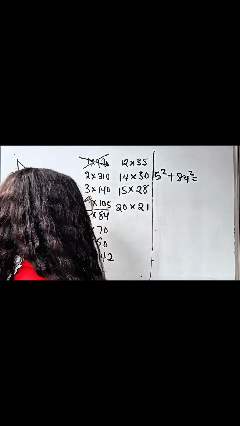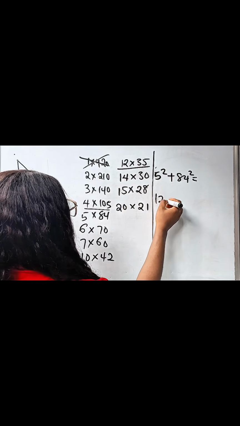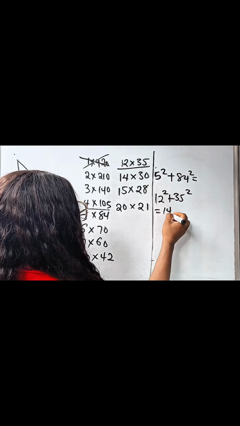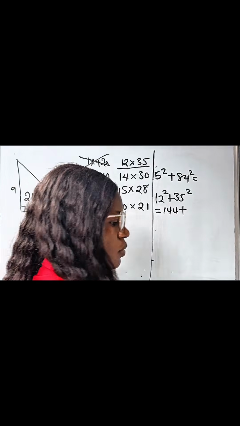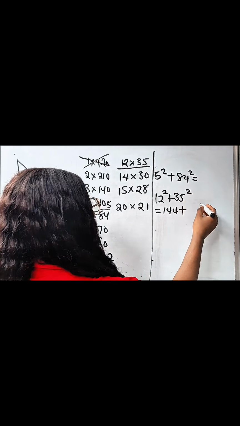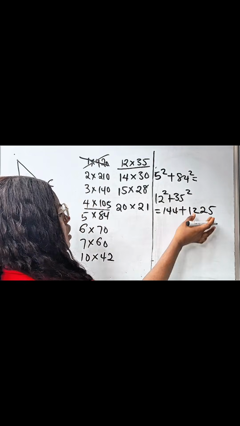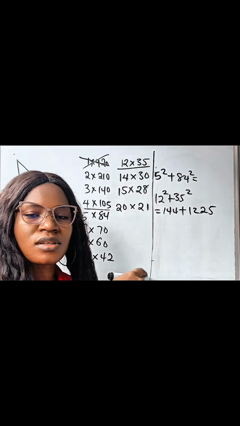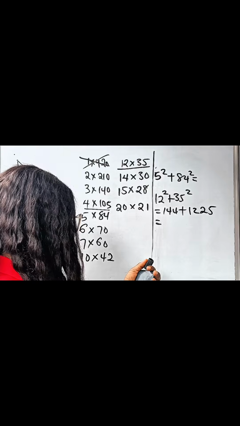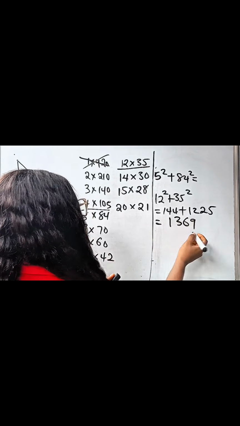If you keep doing that, you will notice that when you get to 12 and 35, we have 12 squared plus 35 squared. 12 squared will give us 144. Now 35 squared ends in 5, so we can easily get the square. 5 squared is 25. Now after 3 we have 4, and 3 times 4 is 12. So this will definitely be the square. I already explained it in the video. When we add this together, 144 plus 1225, we are going to have 1,369.